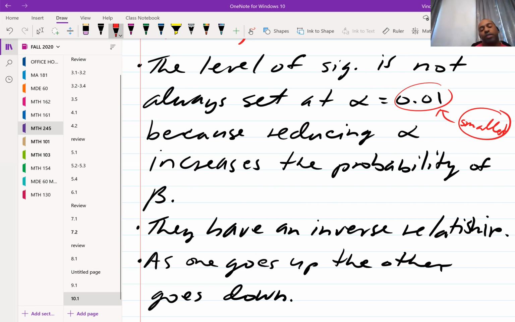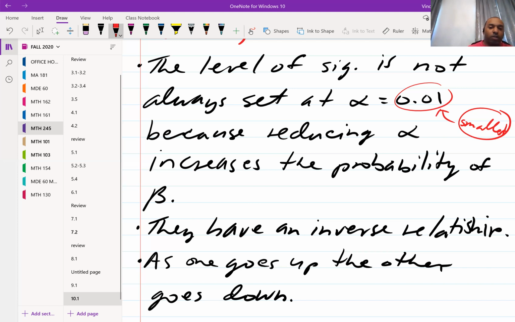There is a reason, we're just not going to get into the reason. It's not necessary for what we want to do. So they have an inverse relationship, and as one goes up, the other one goes down. That's what that means. As one goes up, the other one goes down.